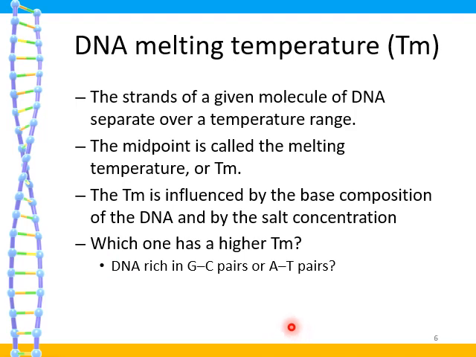Which one do you think has a higher Tm? DNA rich in GC pairs or AT pairs? Of course, the GC pairs have a higher Tm, because GC pairs are bound together by three hydrogen bonds, but AT base pairs are formed by two hydrogen bonds. So you have to spend more energy to separate GC pairs. And that's why the locations of the DNA that contain more GC pairs are stronger.